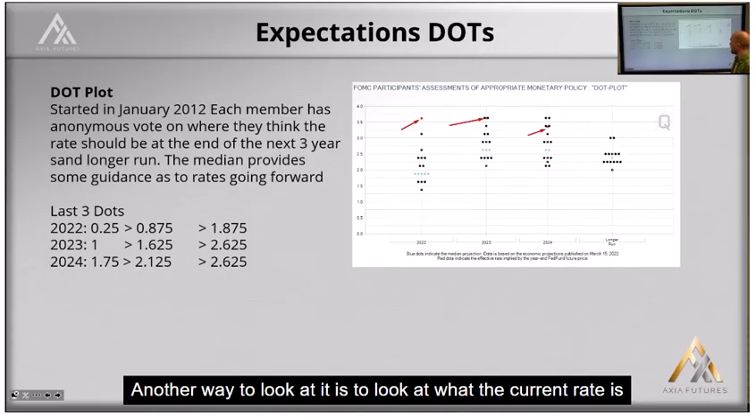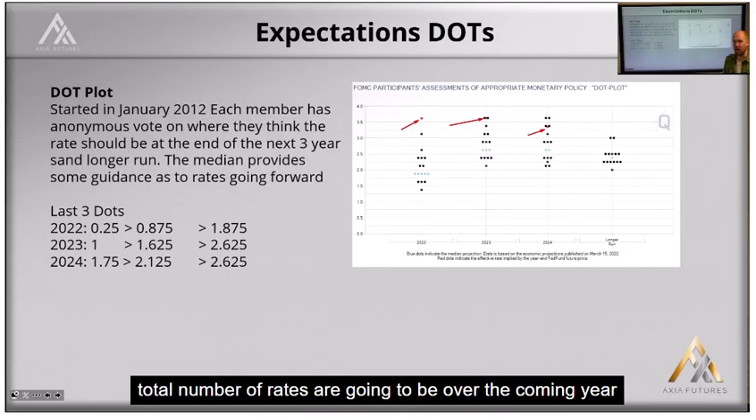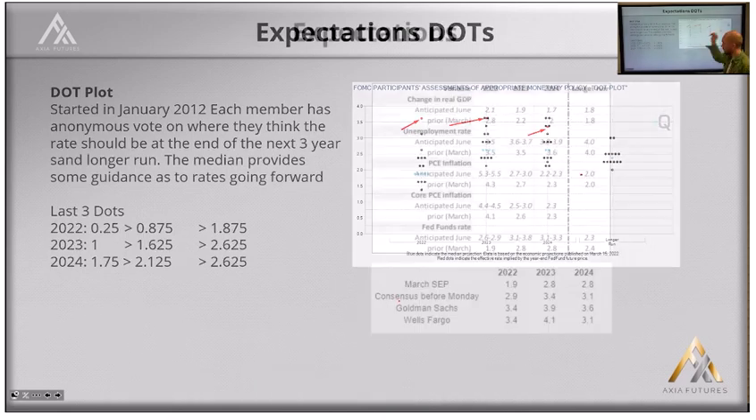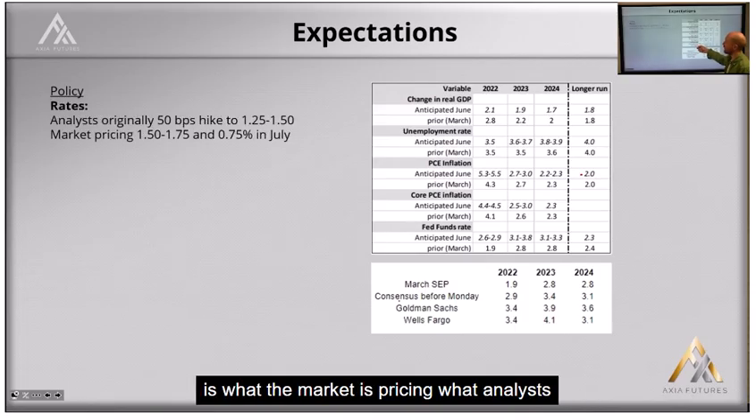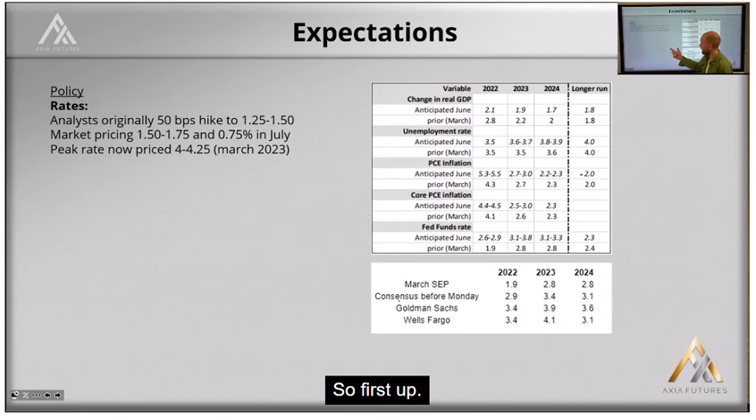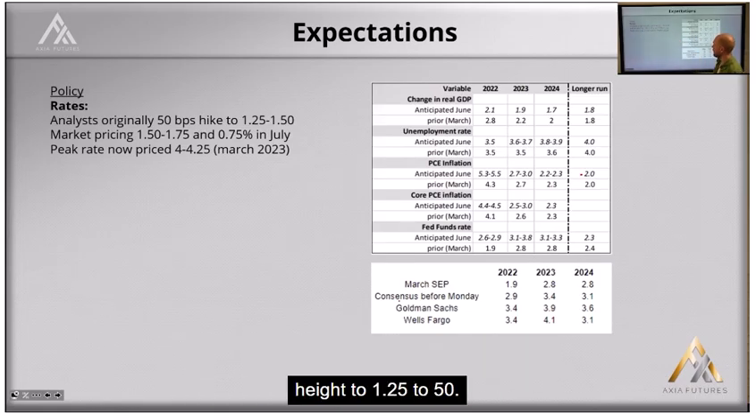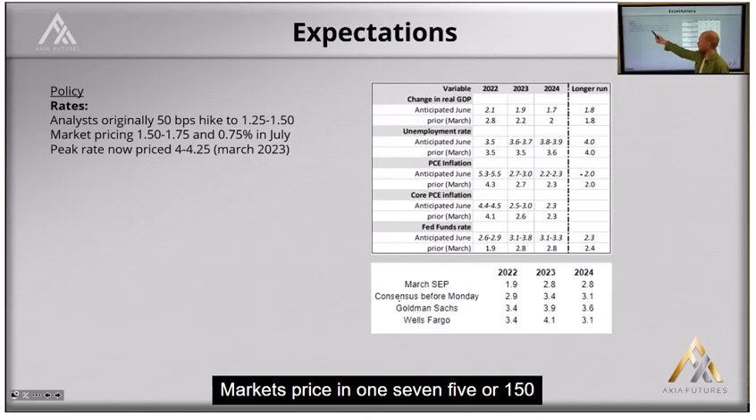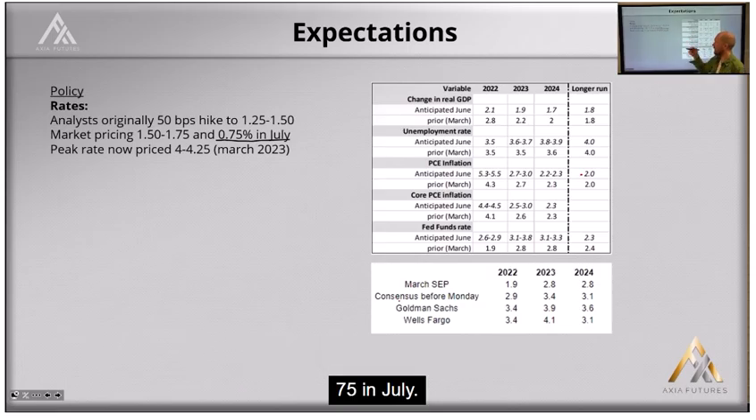Another way to look at it is to look at what the current rate is and use this to then assess how much the total number of rate hikes are going to be over the coming year or over the coming 2 years. So let's go and have a little look at the overall expectations. This is what the market is pricing, what analysts think is going to happen. So first up, analysts originally going for a 50 basis point hike, so 1.25 to 1.50. Market's pricing 175 or 150 to 175. So this is a 75, and also another 75 in July.